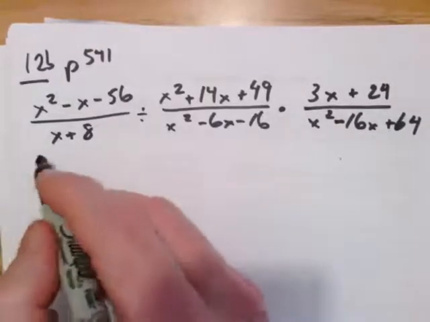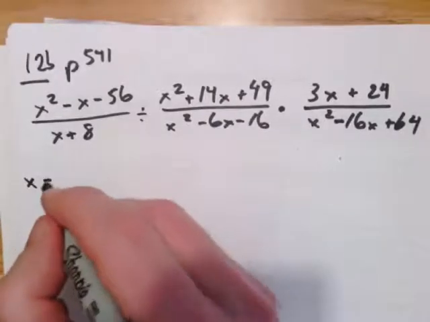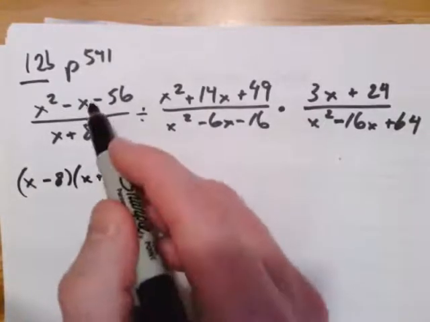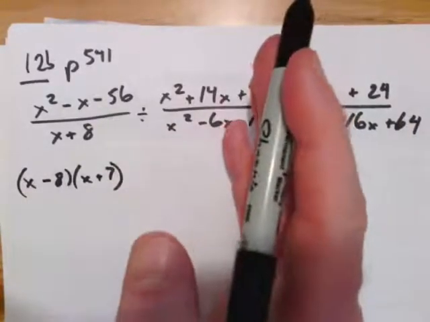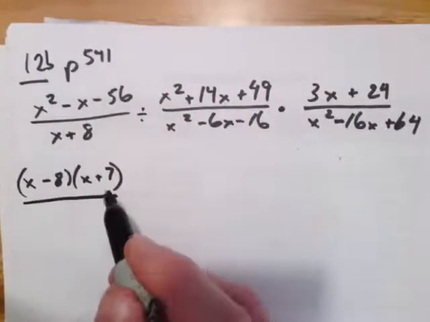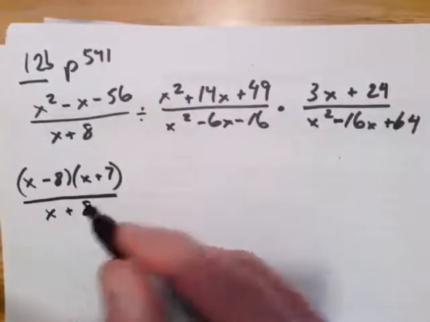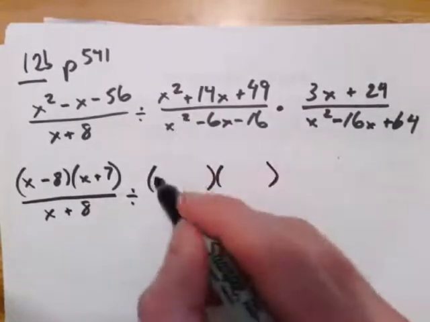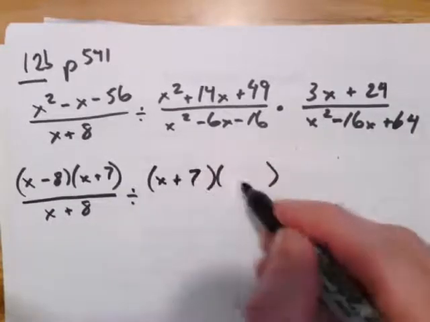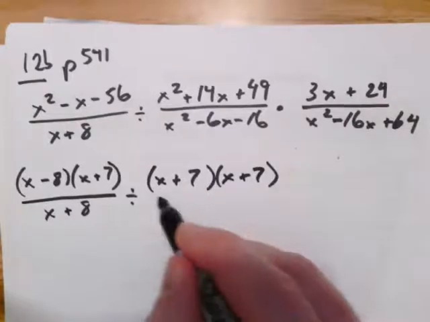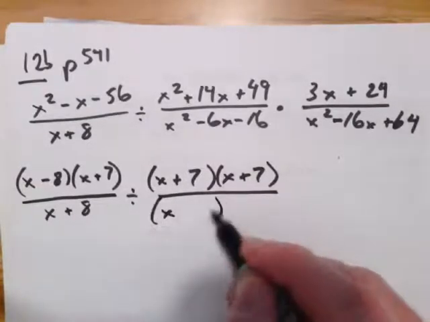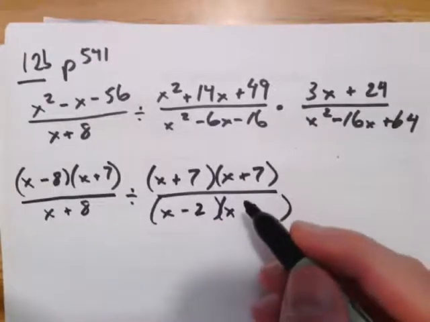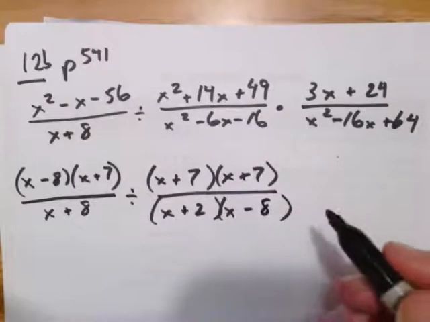So let's factor. This is x minus 8, x plus 7. If you need time to factor, that's cool. I'm not going to explain it anymore, okay? Sorry, I don't want to be harsh or anything. If you got questions, I can answer them, but I'm not going to take everybody else's time. Divided by x plus 7 squared, x plus 7, right? Yep. Over x minus 2, no, that's not right. x plus 2, x minus 8.